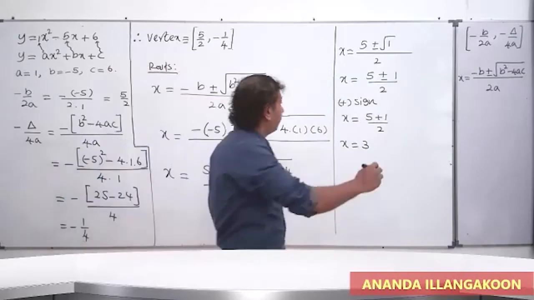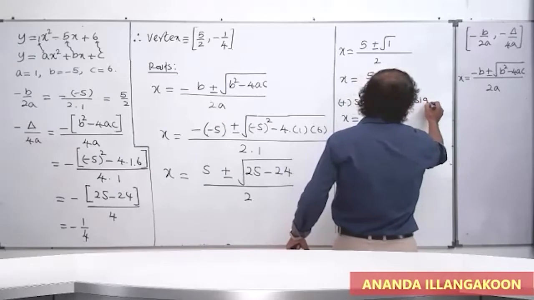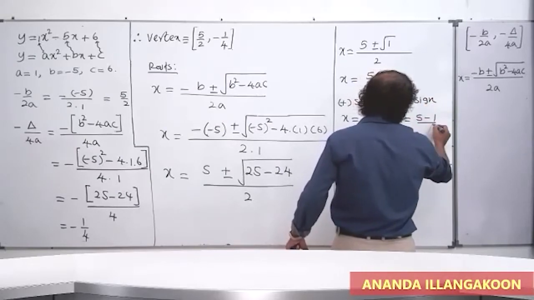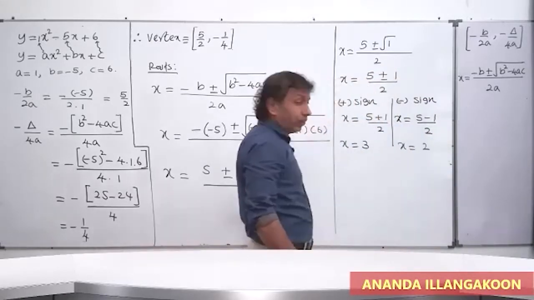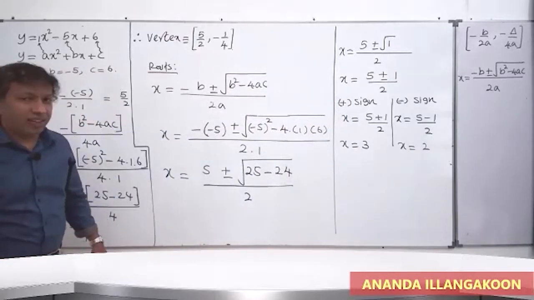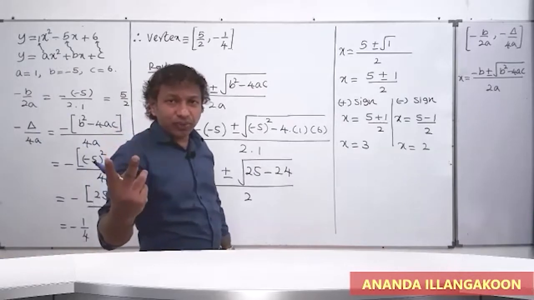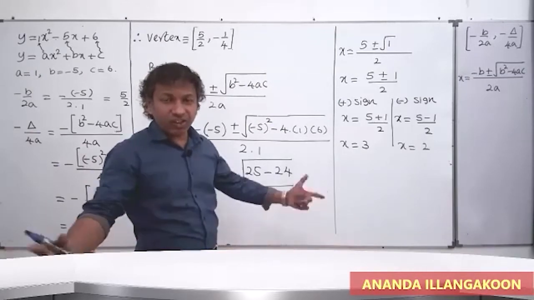Take the minus sign. x equals 5 minus 1 divided by 2. It is nothing but 2. 5 minus 1 is 4, 4 by 2 is 2. Now we can sketch the graph. 2 roots we know, vertex we know, the graph is minimum we know. We can sketch the graph.